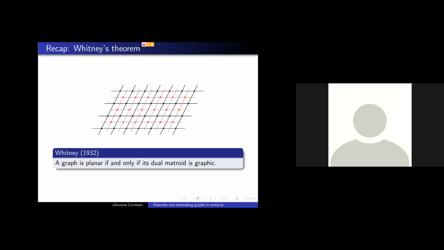And now Whitney had this amazing idea. He was interested in embedding graphs in the plane. And he had this idea that he didn't want to construct the embedding directly, but instead he first constructed this red dual graph without knowing the embedding in advance, and then used that red dual graph to actually construct that embedding. And by trying to construct the red graph directly from the black graph, he incidentally invented matroids.